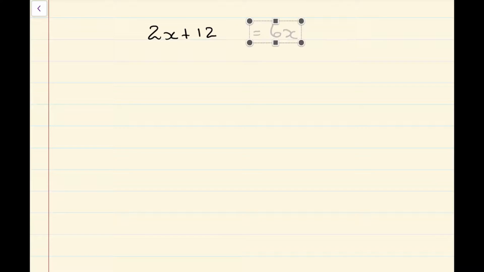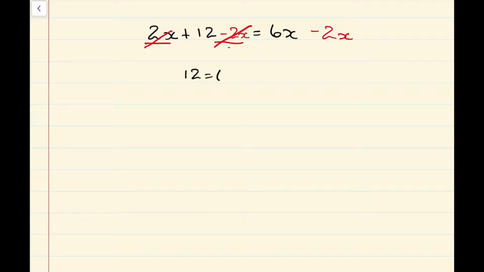So minus 2x on this side because a negative 2x and a positive 2x will cancel out. But because we subtracted 2x on this side, we have to subtract 2x from this side as well. So then our resulting equation would just be 12 is equal to 6x minus 2x. And then we know that 6x minus 2x is just 4x.